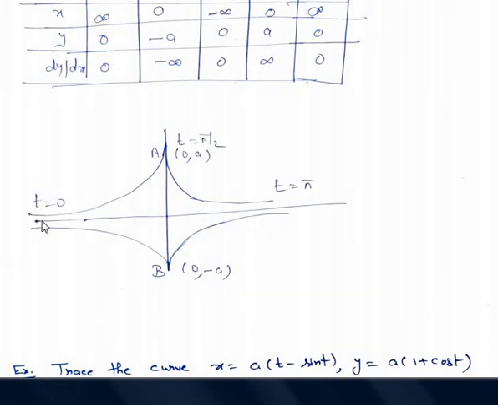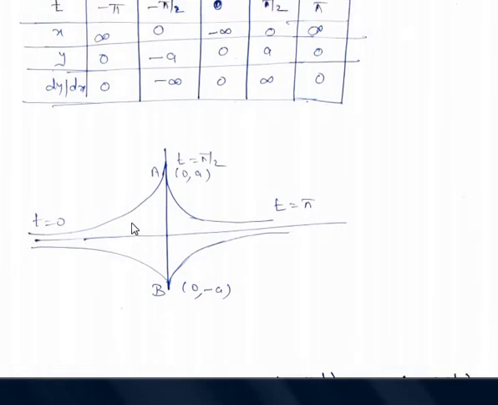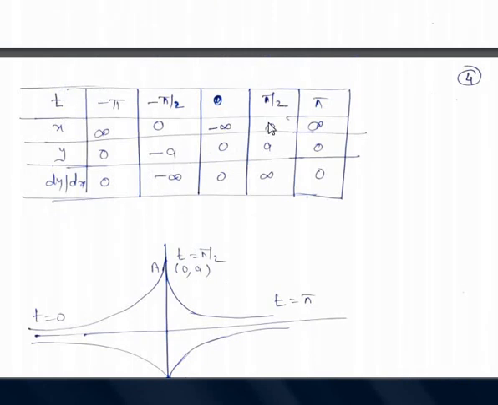That means when t is 0, x is minus infinity and y is 0. That means this line is the asymptote. Similarly, when t is π/2, we get x = 0, y = a, and dy/dx is infinity. That means the y axis is the tangent. And when t is π, x will be infinity, y is 0, and dy/dx is 0. So t is 0, t is π/2, t is π. And similarly, you can take negative values of t, minus π and minus π/2.